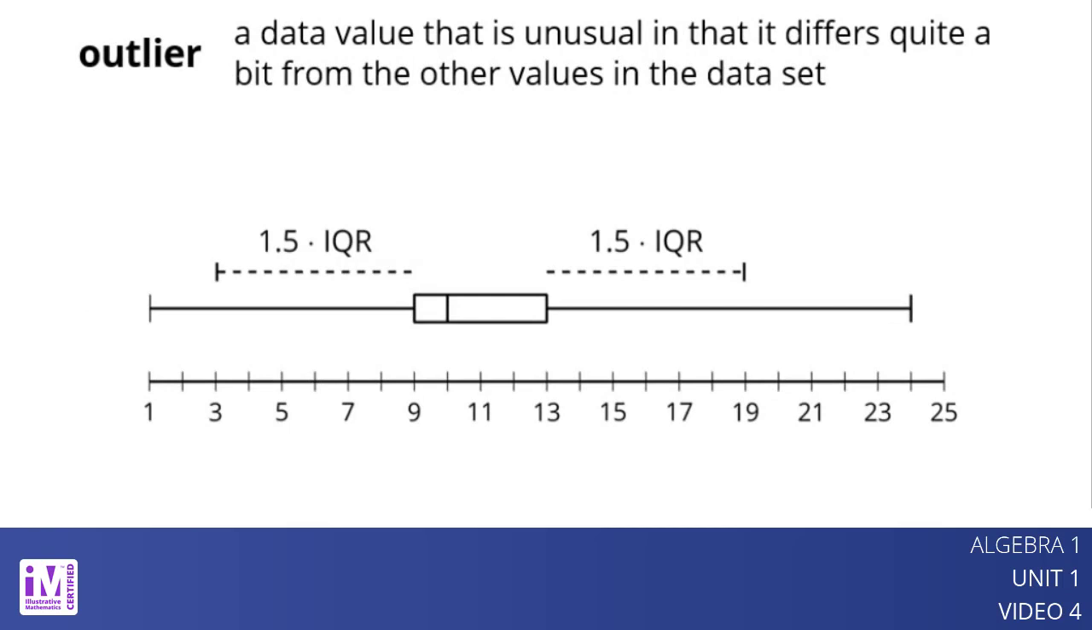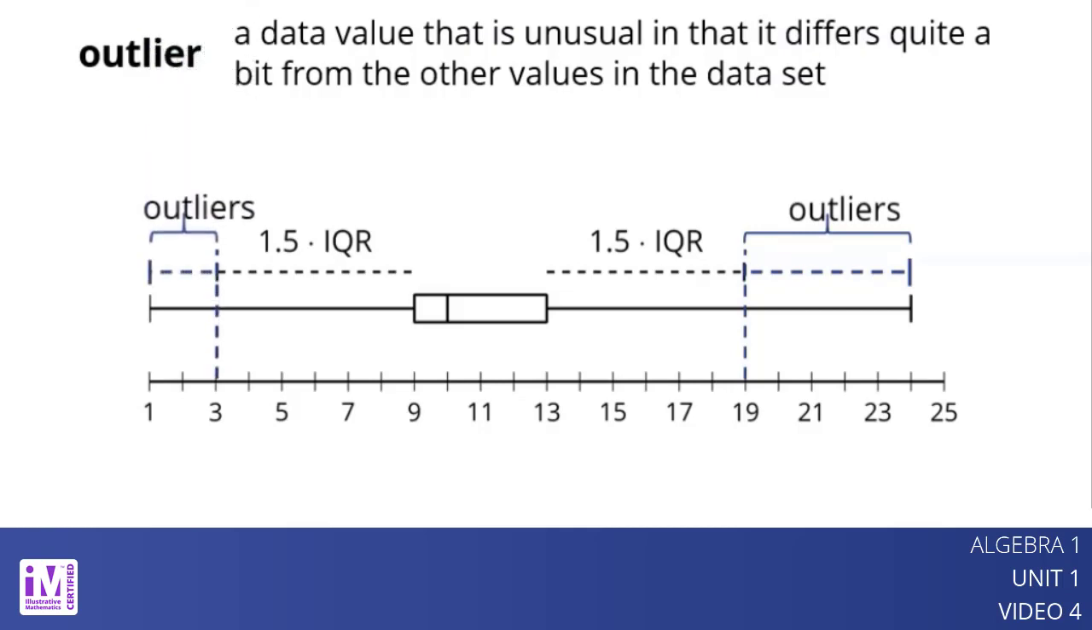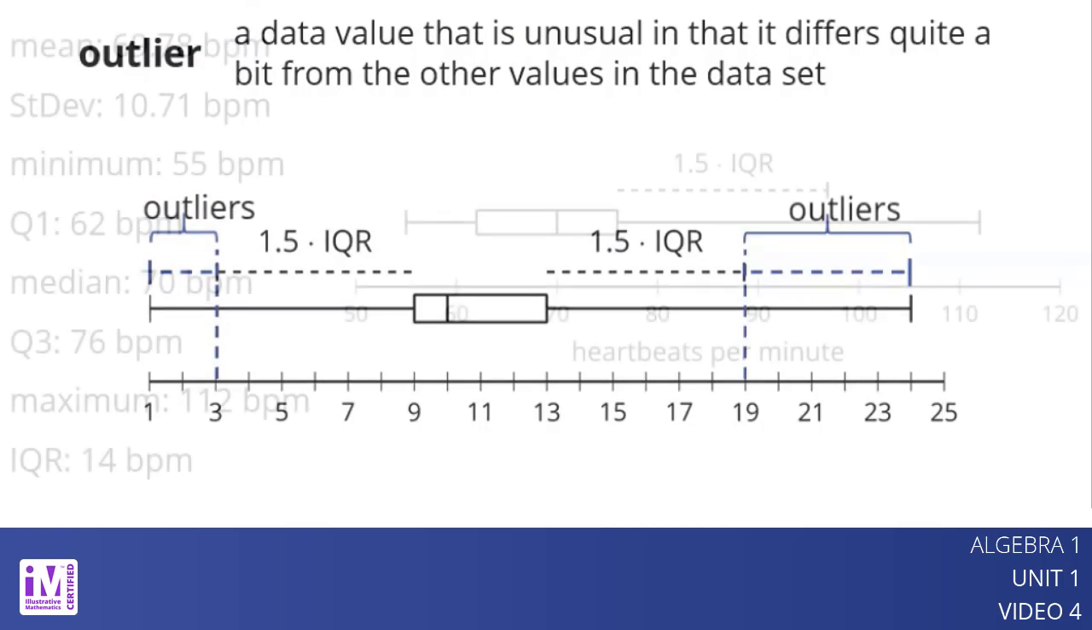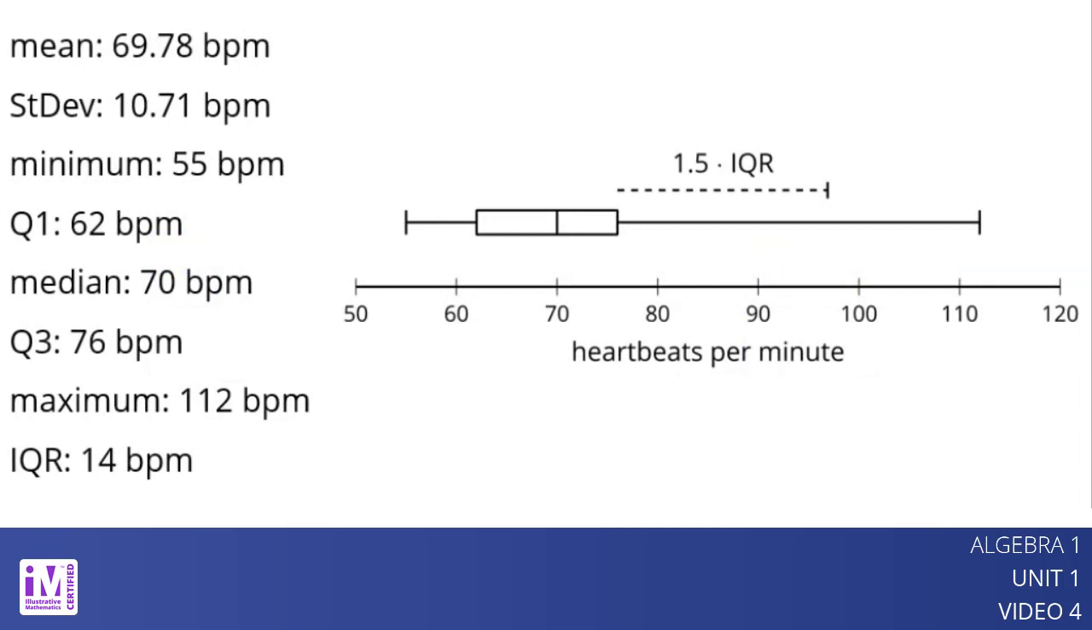A value is an outlier if it is more than 1.5 times the interquartile range greater than Q3, or more than 1.5 times the interquartile range less than Q1. It is important to identify the source of outliers because outliers can impact measures of center and variability in significant ways.